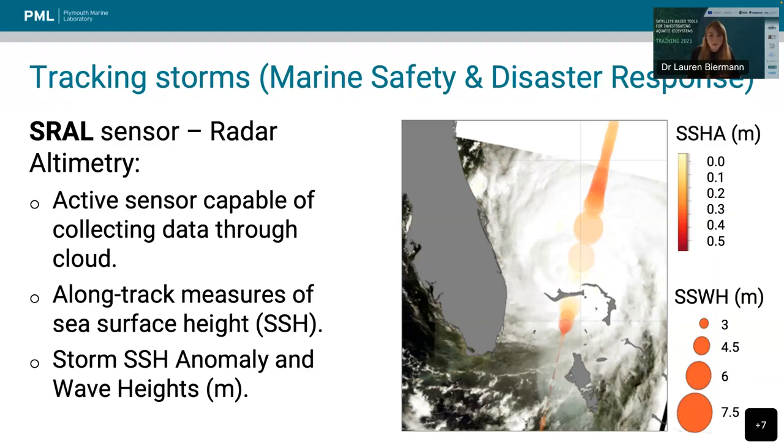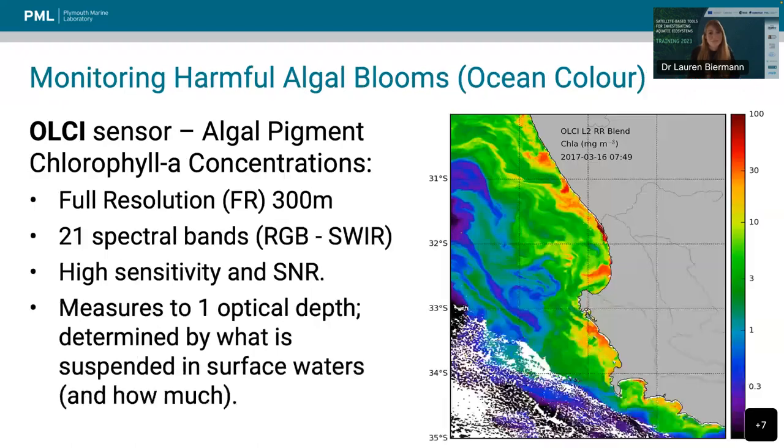The long track radiometer altimeter data that is collected is an active sensor. So this can see through cloud, which means it can see through storms, and it allows you to get measurements of sea surface height anomalies and wave heights. So you can start to be prepared for disasters, and you can start to be involved in maritime safety by using this long track altimeter data. I just want to say thanks to Ben and Haley who provided a lot of these slides. But this is the active sensor SRAL aboard Sentinel 3.